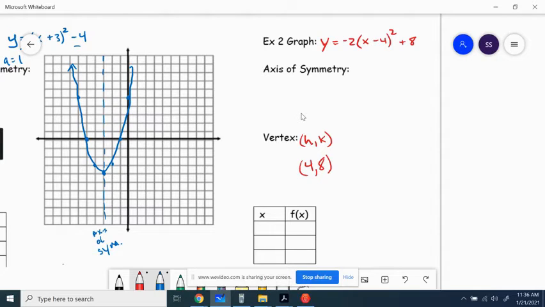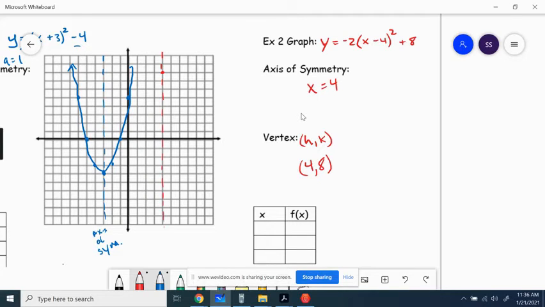All right, so where's that at? We go over 4, up 8. 1, 2, 3, 4, 5, 6, 7, 8. Looks like that's right there. There's our vertex. The axis of symmetry is x is equal to 4. So we can do a dashed line here for our axis of symmetry.